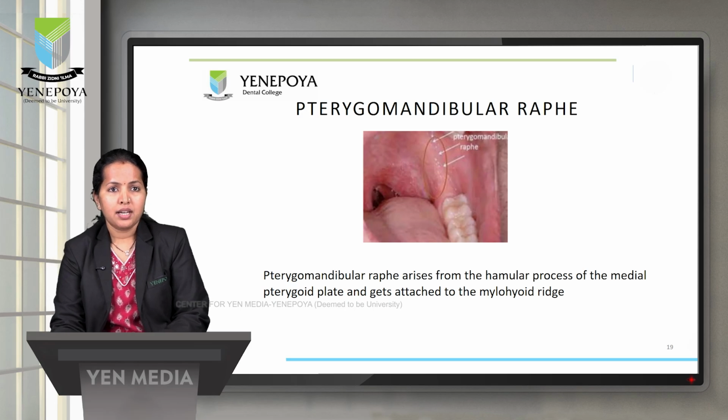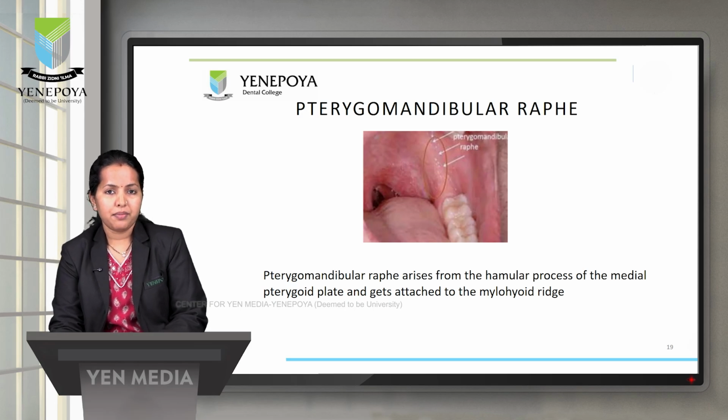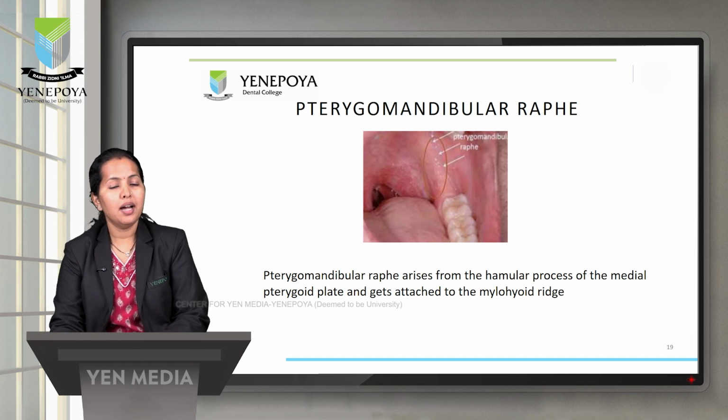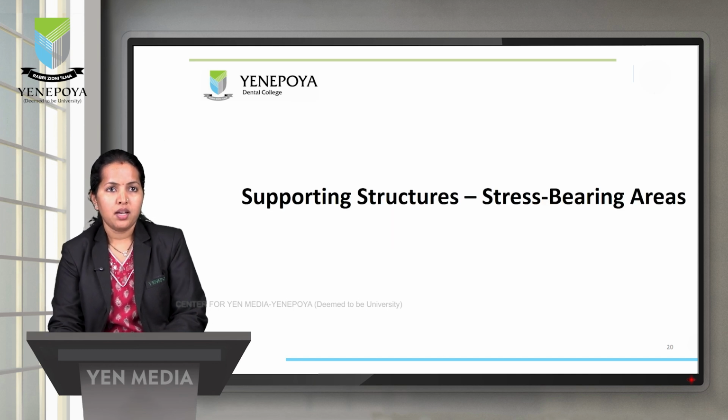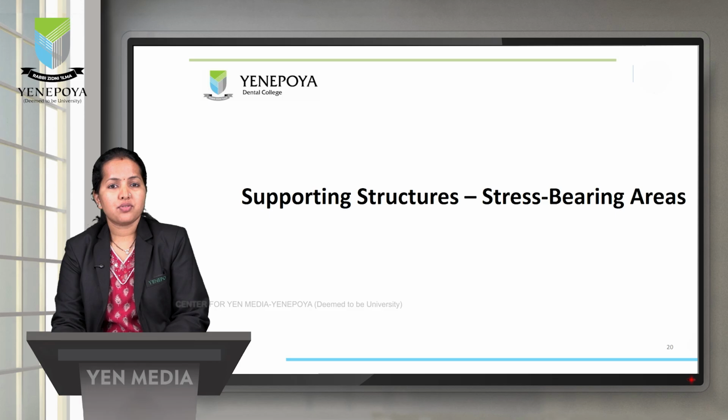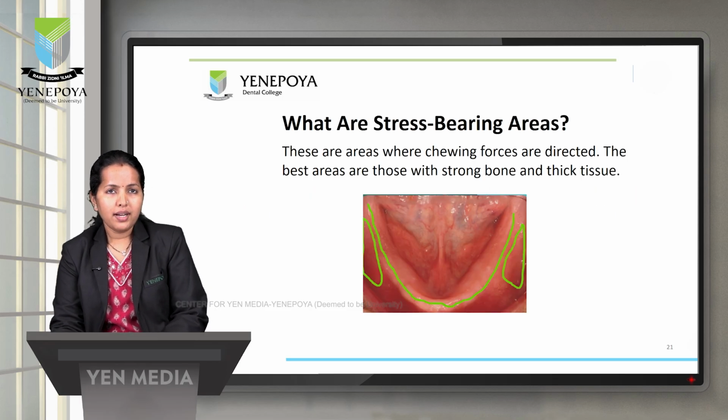Pterygomandibular raphe. The pterygomandibular raphe arises from the hamular process of the medial pterygoid plate and gets attached to the mylohyoid ridge. Now talking about the supporting structures, or the stress bearing areas. What are stress bearing areas? These are the areas where the chewing forces are directed. The best areas are those with strong and thick tissue.